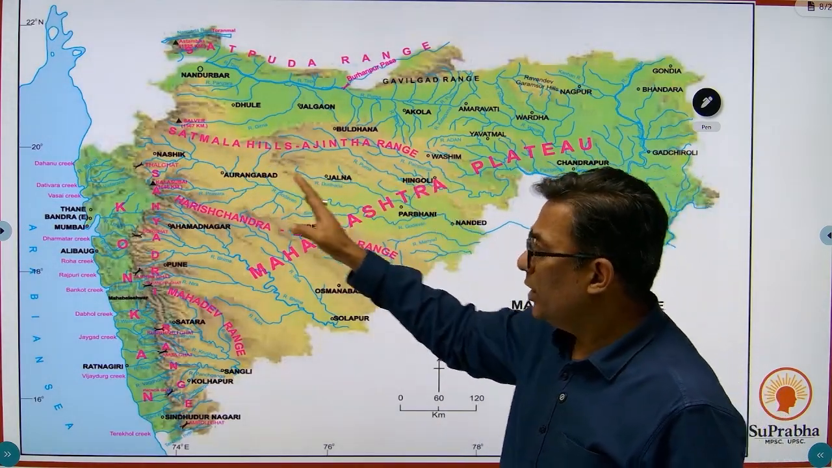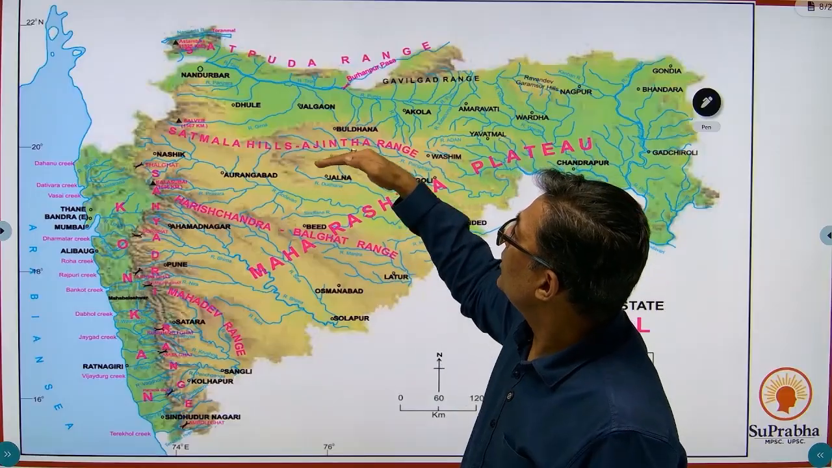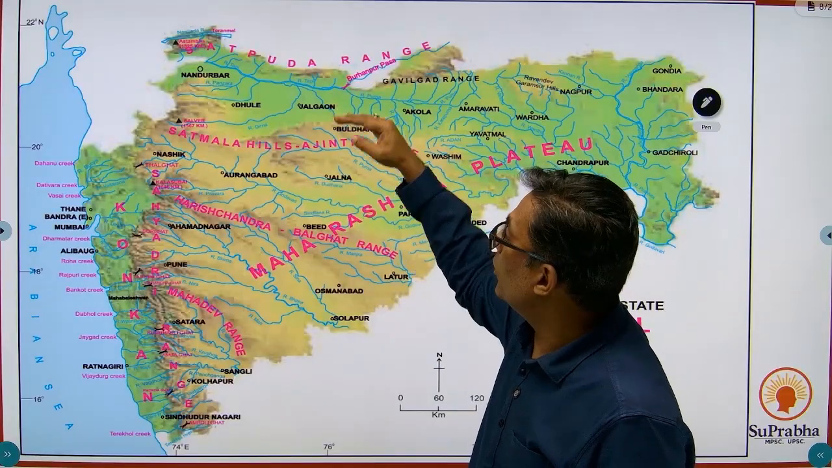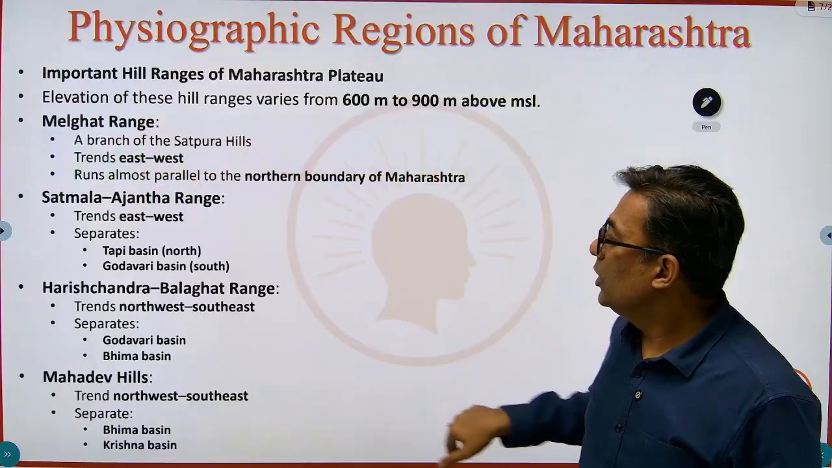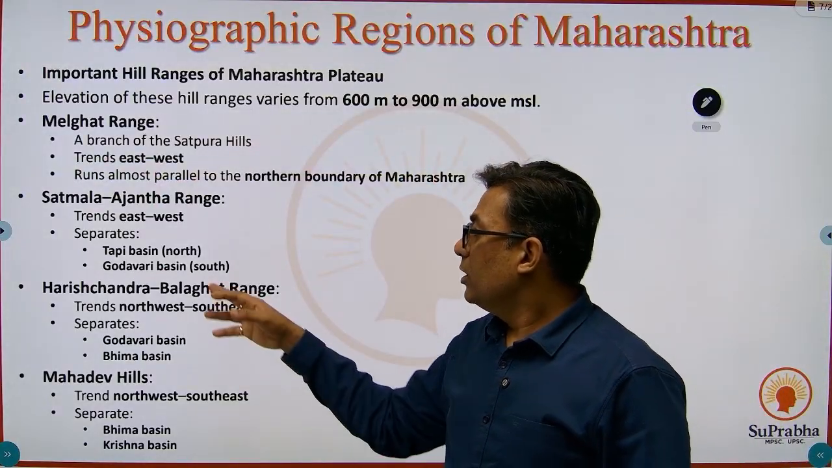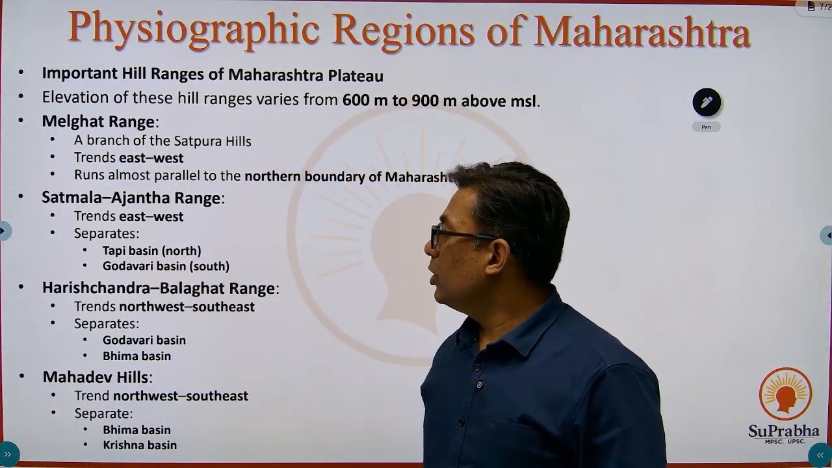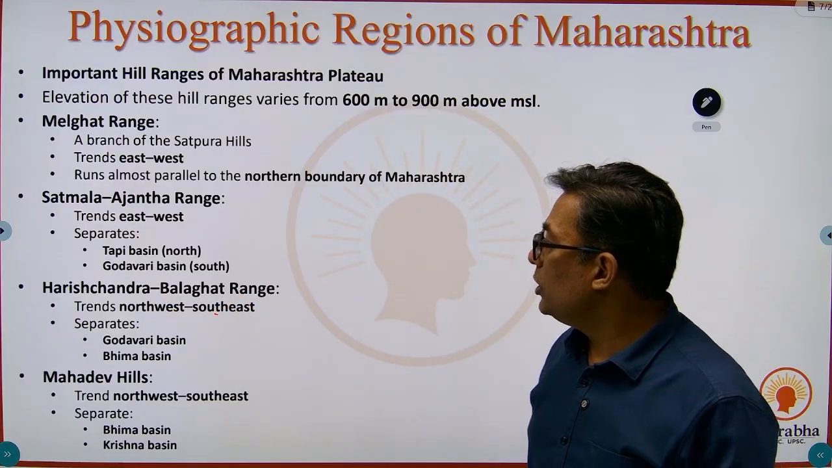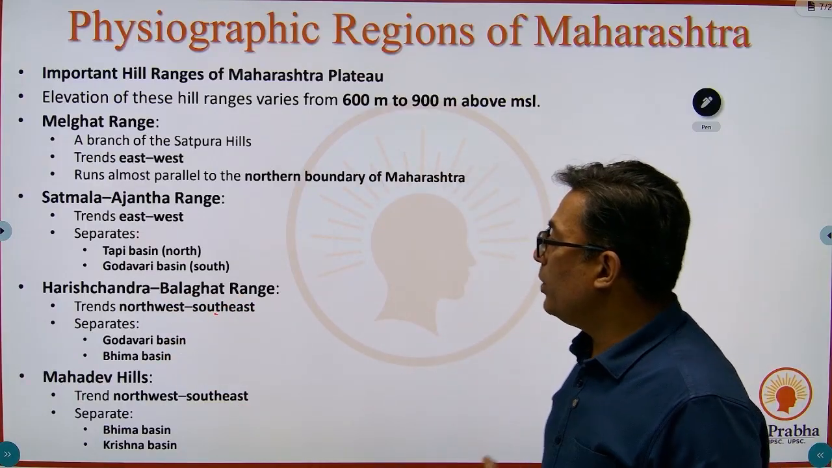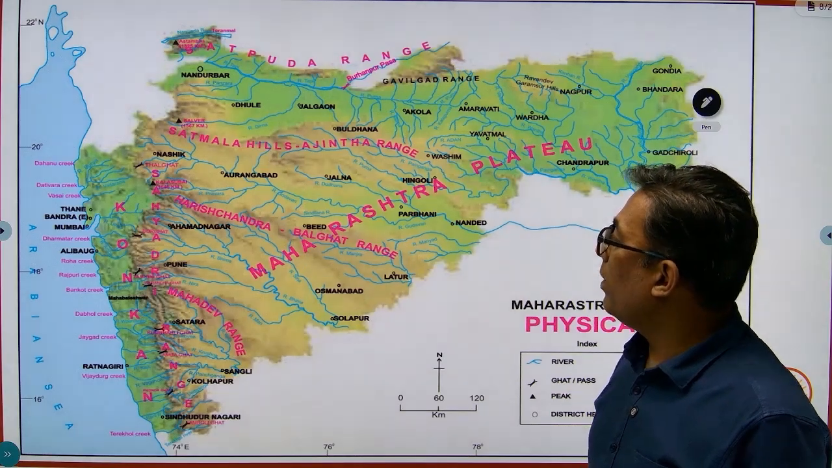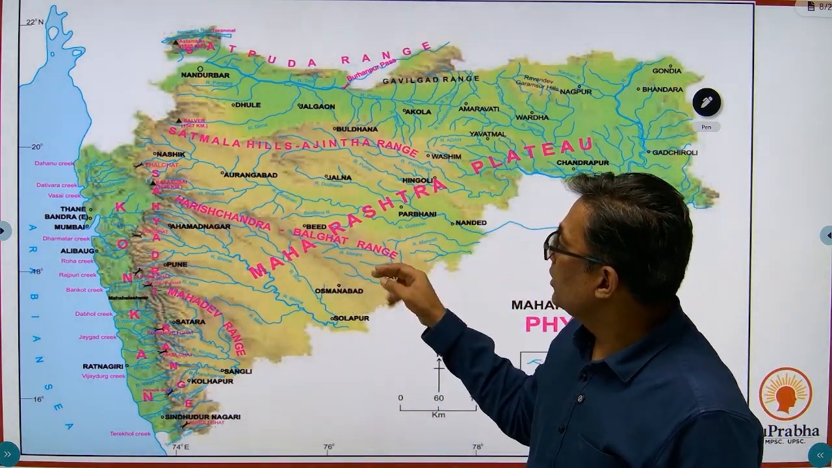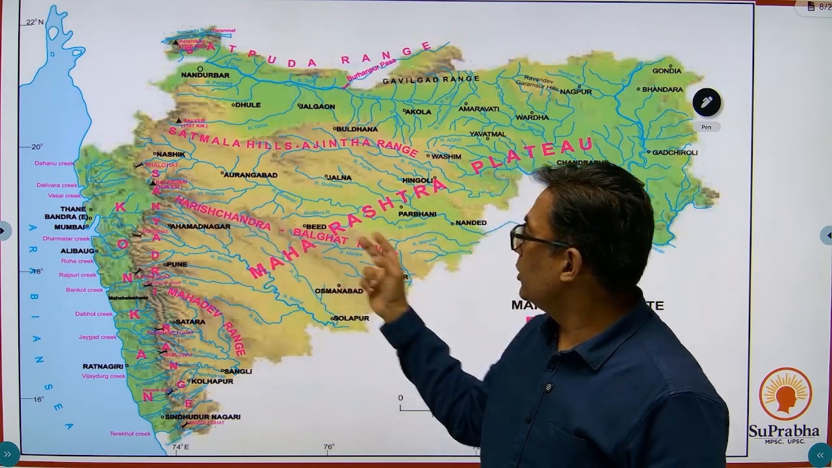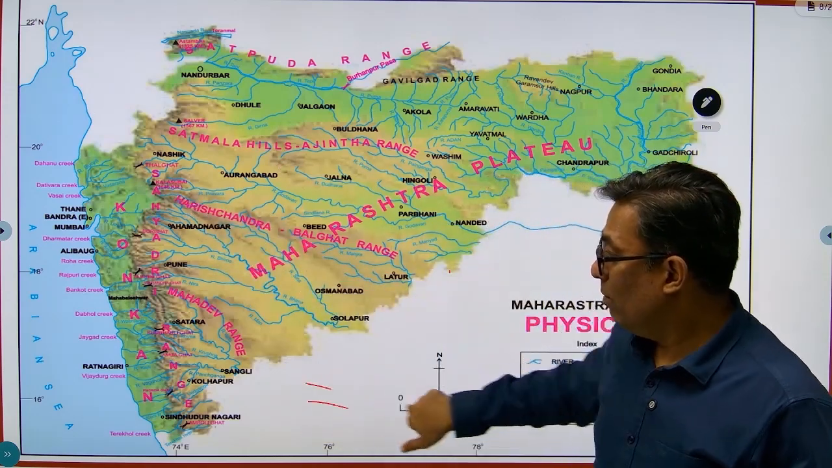Now, what does it do? It's again an east-west extension, but it is separating the valleys of Tapi and Godavari. This is important. It separates the valleys of Tapi and Godavari. Fine. So it separates the Tapi basin and the Godavari basin to the south. The Harishchandra Balaghat range trends northwest to southeast. It separates the Godavari and Bhima basins. Okay, if you look at the map, Harishchandra Balaghat separates the Godavari and Bhima basins, with a northwest to southeast extension.